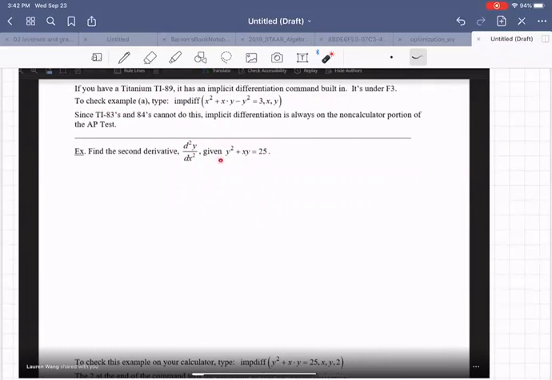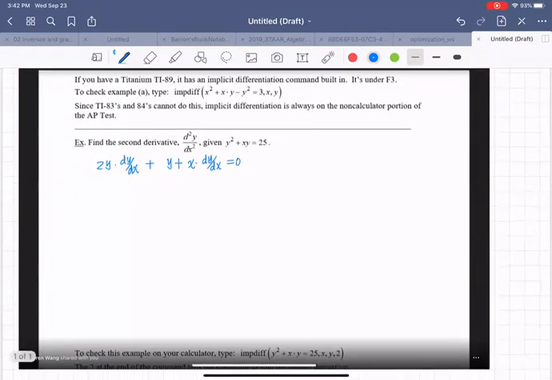Let's find out this one's second derivative. Let's find out the first derivative first. All right. Y squared derivative is 2y times dy over dx. And then plus x derivative is 1 times y plus x times y derivative, which is dy over dx, equals 0, right? Yes. Now, it's time for us to do the second derivative.